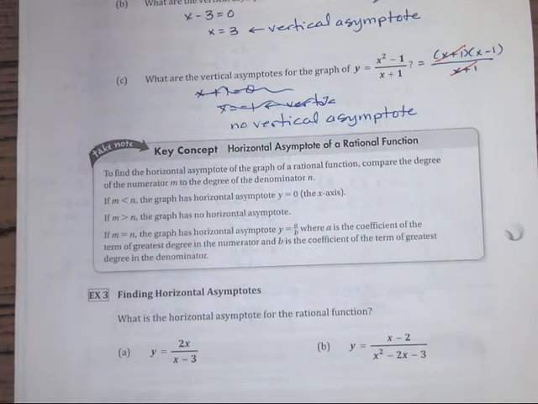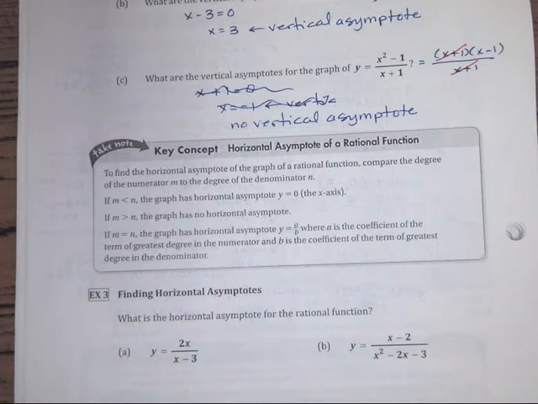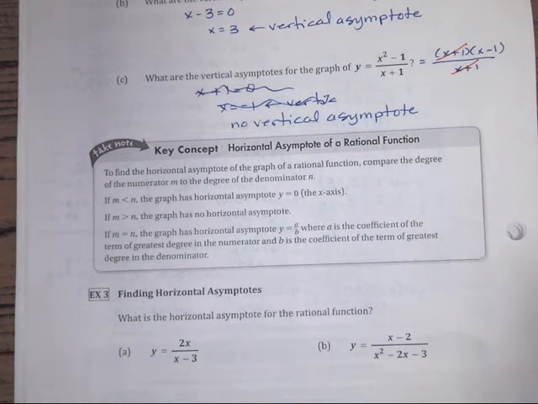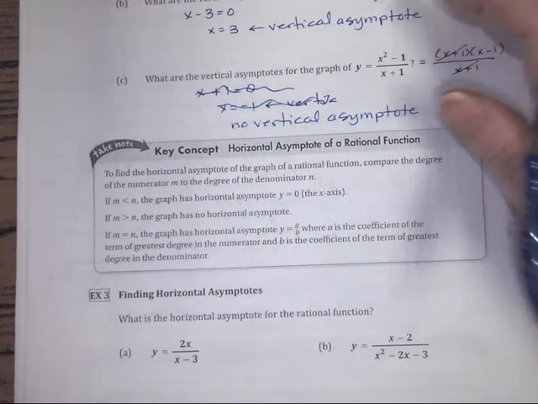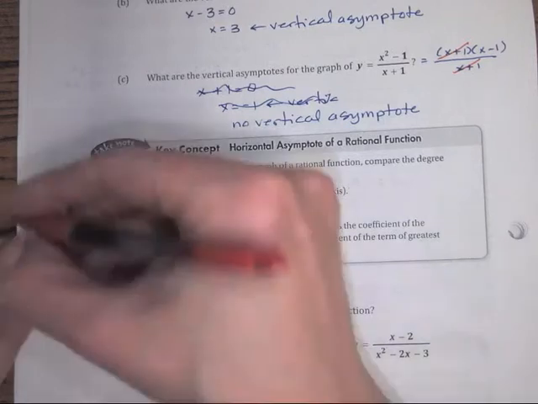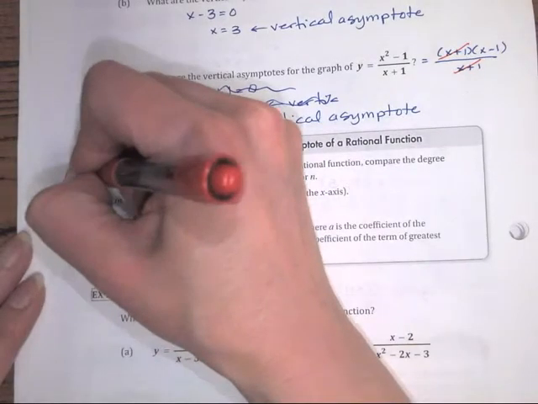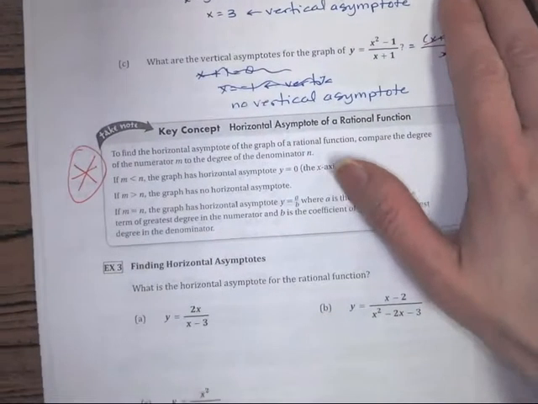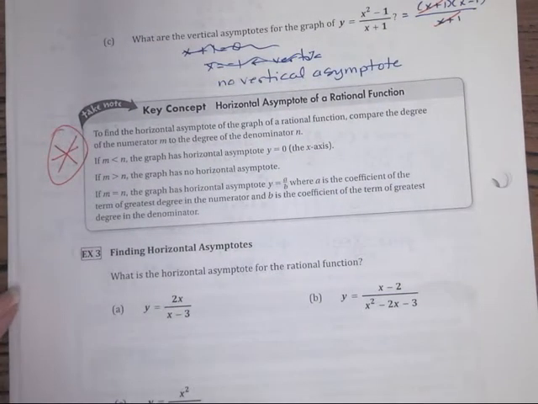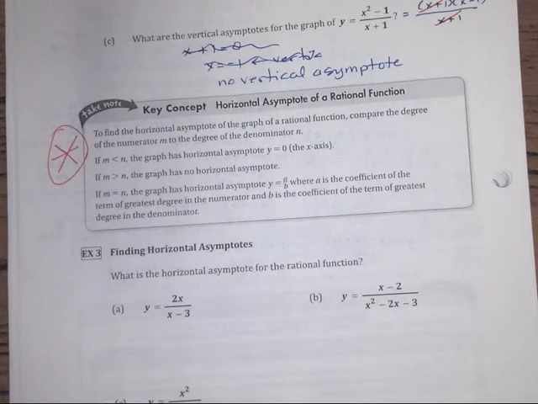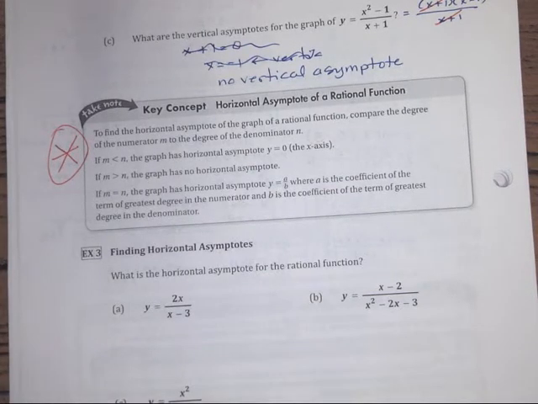Okay, next thing we're going to do is horizontal asymptotes. This is a little bit more complicated. So draw a nice big circle around this box in your notes. This guy is going to be key. When looking for horizontal asymptotes, first, you want to write your numerator and denominator as polynomials in standard form.